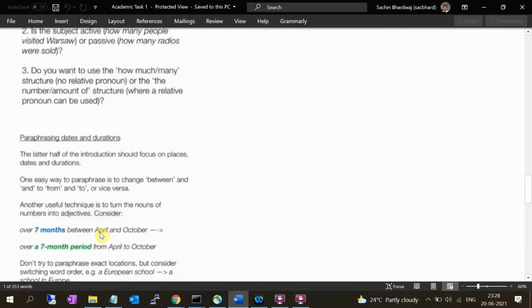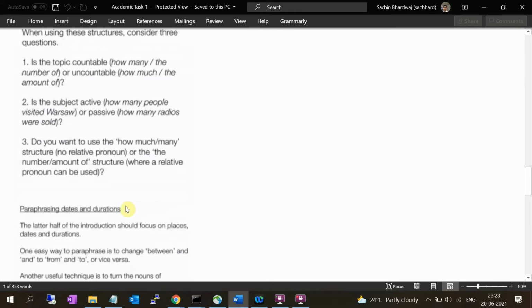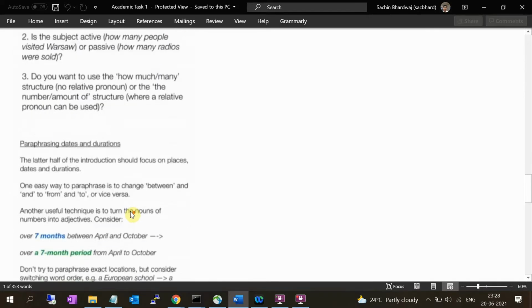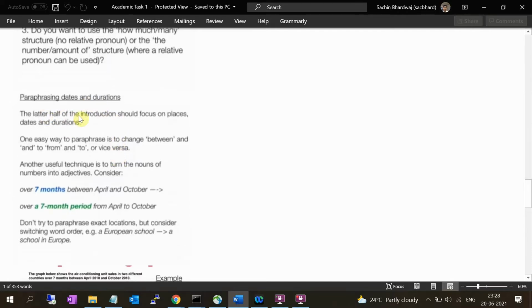The other part will be paraphrasing dates and duration. What we told you on top was just the starting, the first line. You also have to write the date, month, year or anything else, so we have to paraphrase the other part as well. How will you paraphrase the dates and duration? The latter half of the introduction should focus on places, dates, and duration. So the remaining part is where we focus on those things. One easy way to paraphrase is to change between and to, from and to, or vice versa.